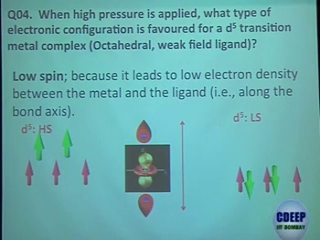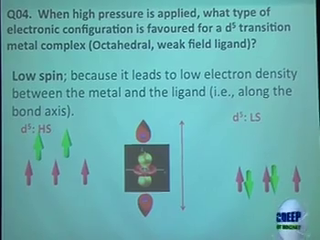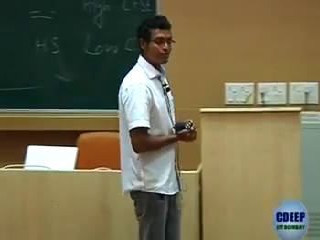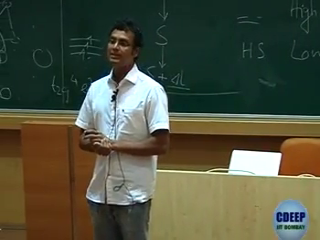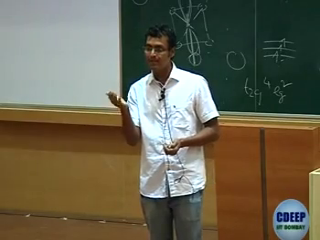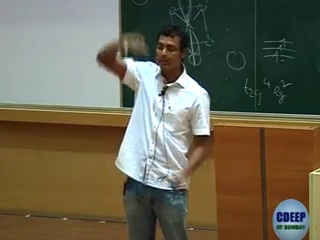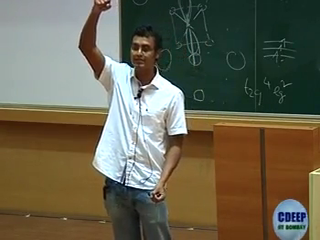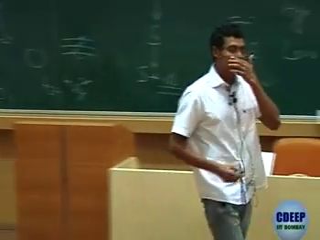Not clear. When high pressure is applied, I'll tell you, it's not clear to me as well. Let me see. What type of electronic configuration is favored for a d5 transition metal complex? So for d5, you are going to have two configurations, right? t2g3 eg2, and the other configuration is going to be t2g5 eg0, right? Now I think you are going to apply more field, meaning you are going to split between the t2g and eg levels. If you are pulling out, you are going to separate out the t2g versus eg. Still not clear, I am getting more confused. I'll bring it back, okay, leave it.